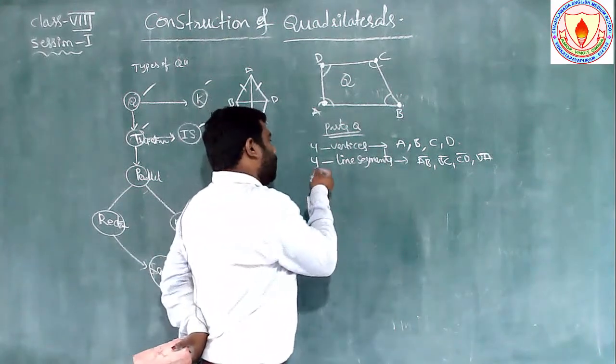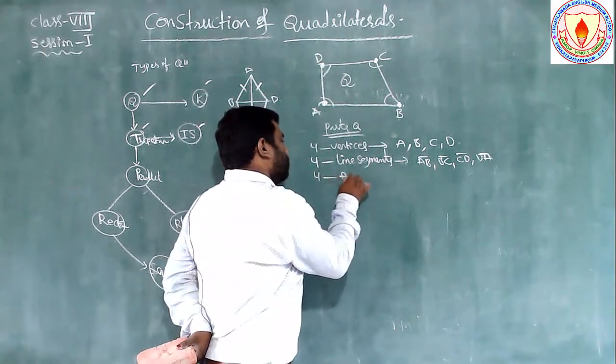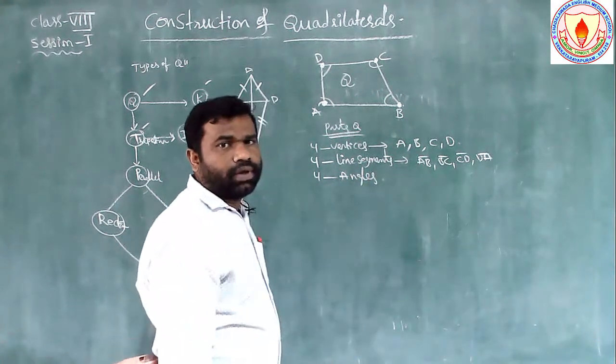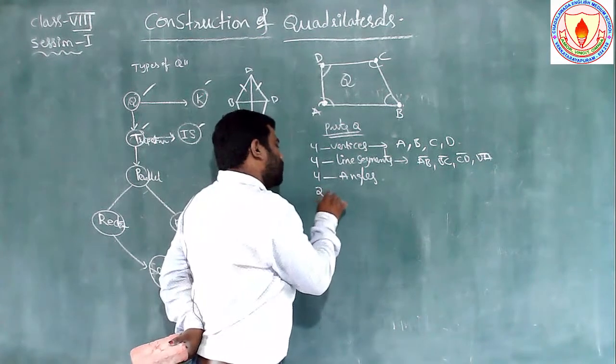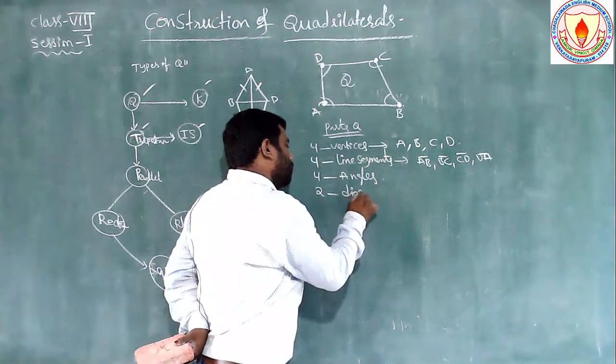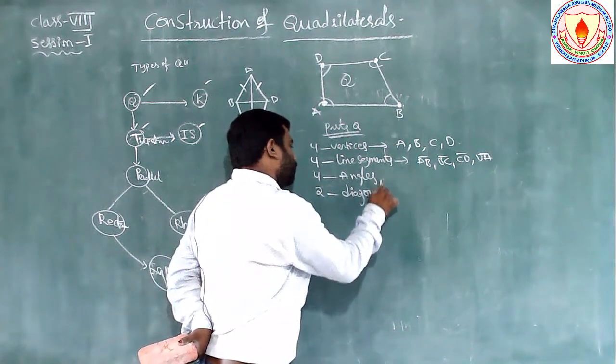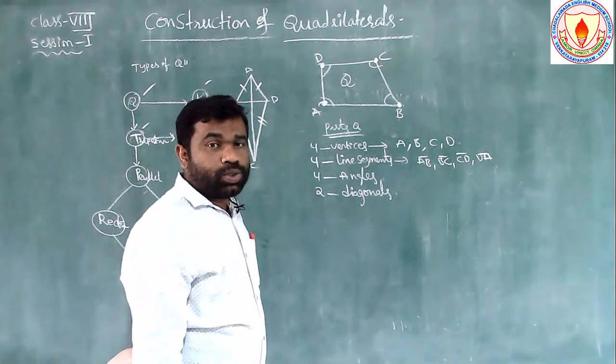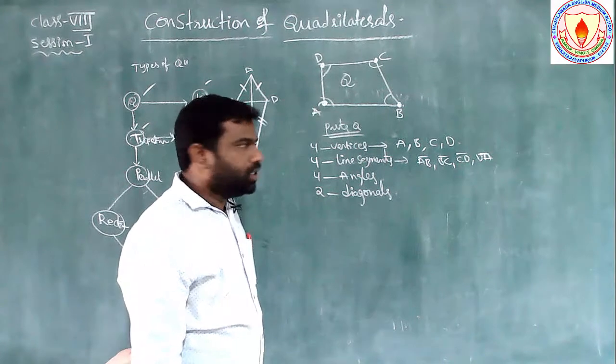Next, four angles. Next, two diagonals. So these are the parts of the quadrilateral.